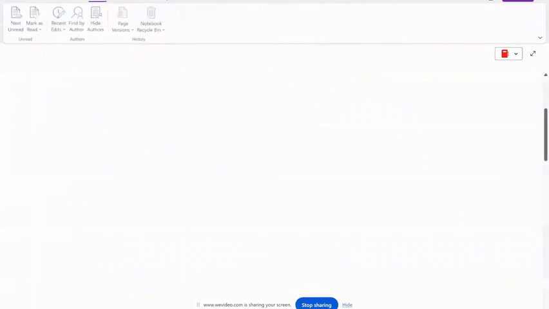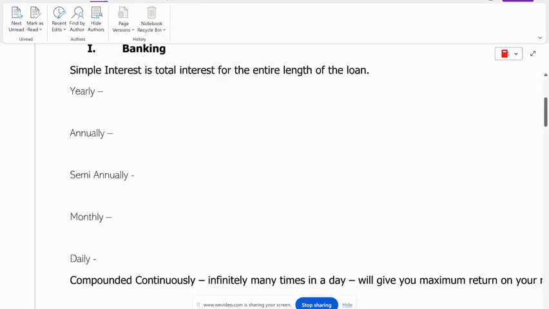Here we are. All right, so we're going to learn some formulas today. Before we do, let's just go over some vocab. When we have simple interest, it's the total interest for the entire length of a loan.